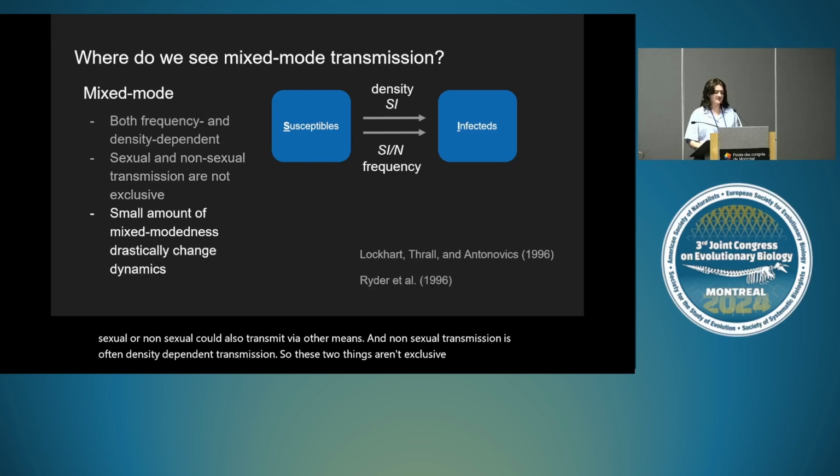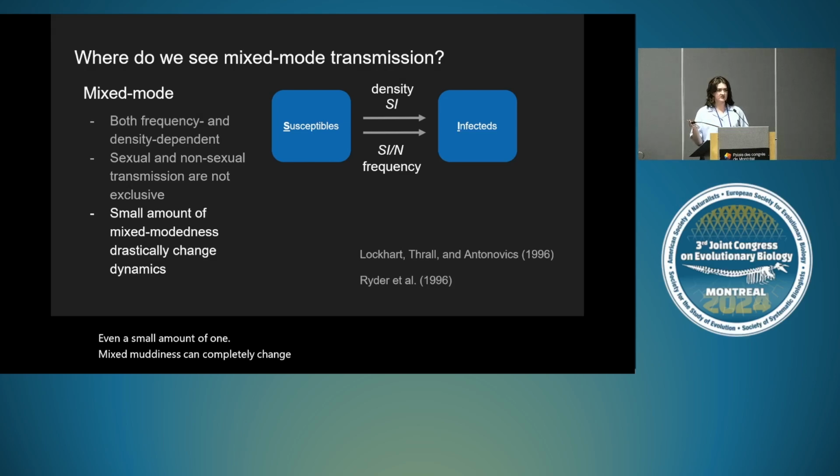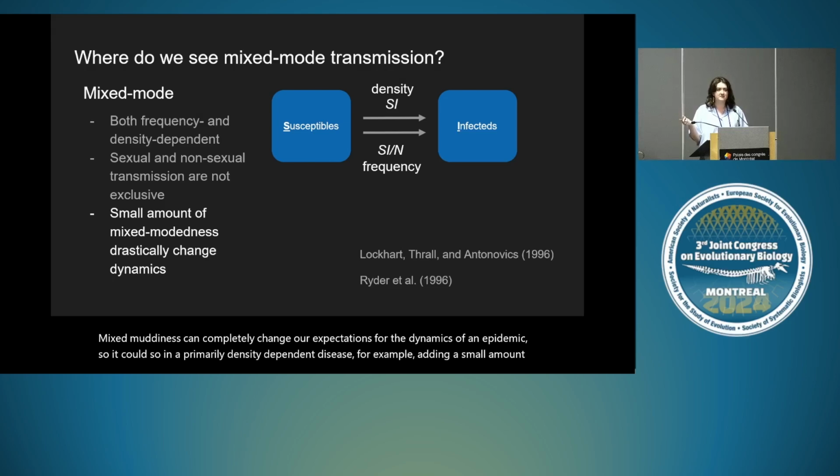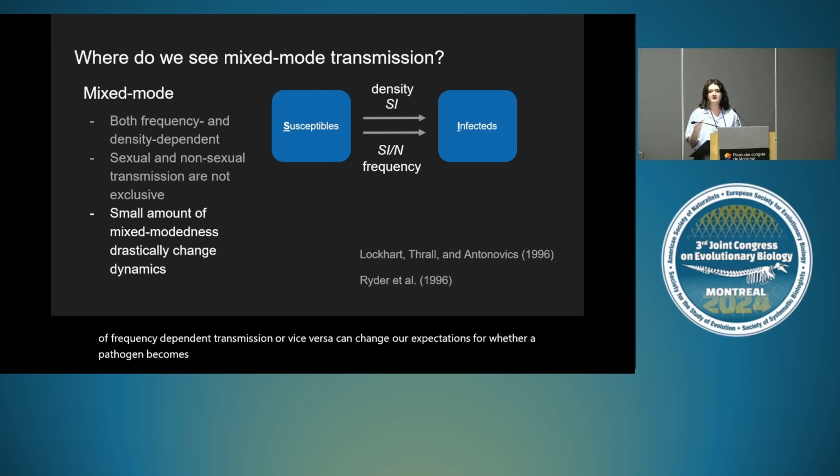And even a small amount of mixed modedness can completely change our expectations for the dynamics of an epidemic. So in a primarily density-dependent disease, for example, adding a small amount of frequency-dependent transmission or vice versa can change our expectations for whether a pathogen becomes endemic in a population or goes extinct, or whether it drives the host population to extinction. So even a tiny bit of mixed modedness really matters.